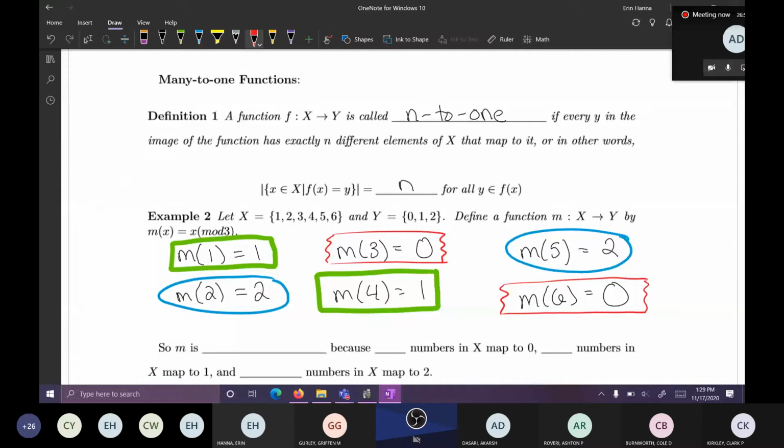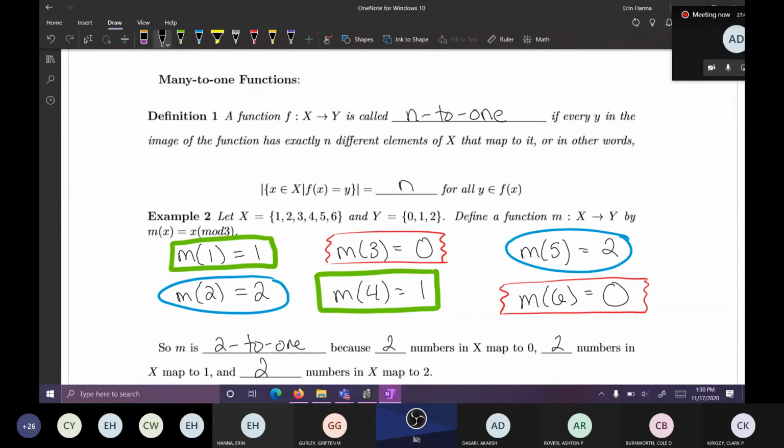essentially every input went to one output, but every output got hit twice. So our outputs were 0, 1, and 2, and each one of those had 2 inputs that went to it. So essentially, this function is 2 to 1. Because every output has 2 inputs that went to it. So that's exactly what this does next, because 2 numbers in X map to 0, 2 numbers in X map to 1, and 2 numbers in X map to 2.